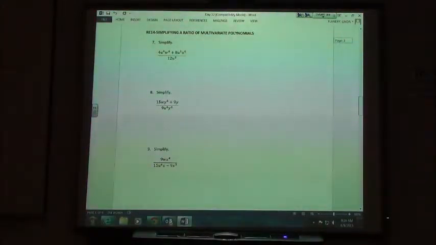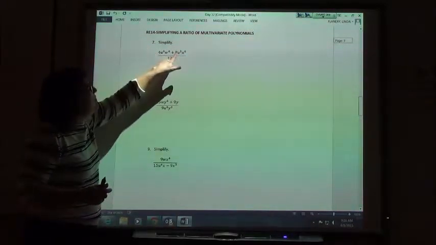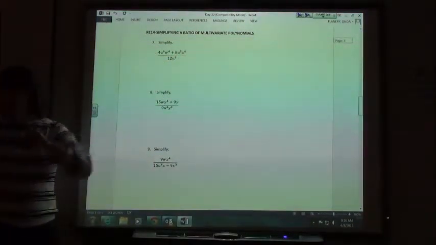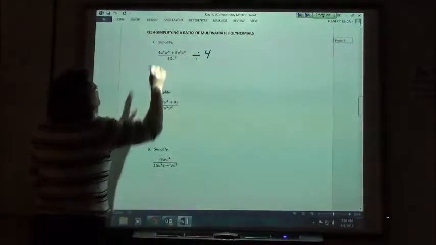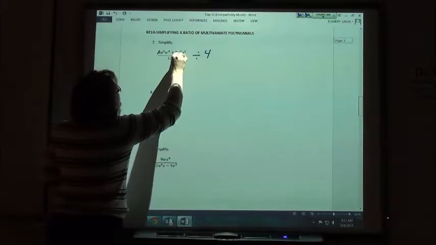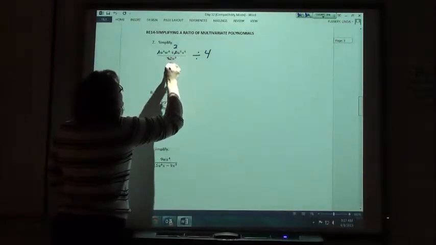So I'm going to look at my numbers first. I have a 4, I have an 8, I have a 12. All of those are divisible by 4. So I'm just going to reduce them all down by 4. This is going to cancel out, this is going to become 2, and that's going to become 3.